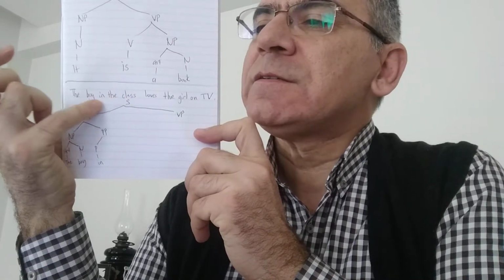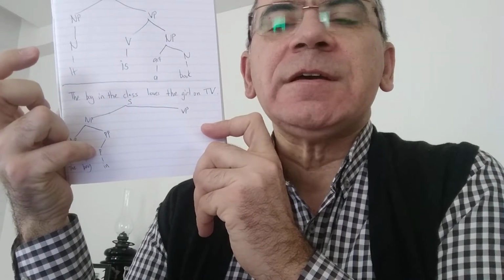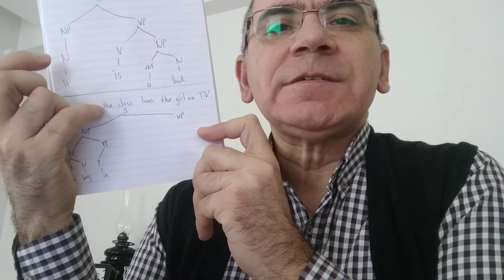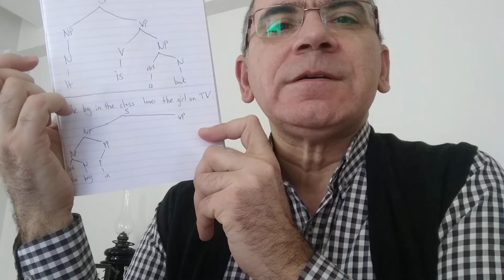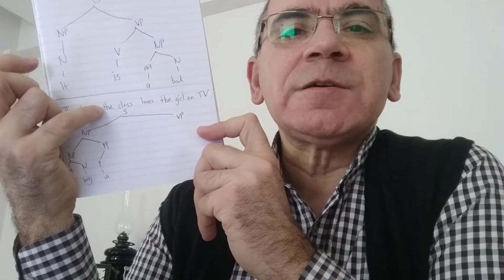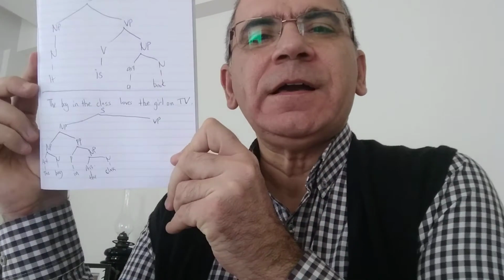Noun phrase was the boy in the class, and we have divided it into two. The boy, which is a noun phrase, in the class, which is a prepositional phrase. We have to divide the prepositional phrase into two. P, preposition, in. What about the class? The class. It's another noun phrase, like the boy. So we have to take out another noun phrase from here. It contains the class. The is article, and the noun is class.